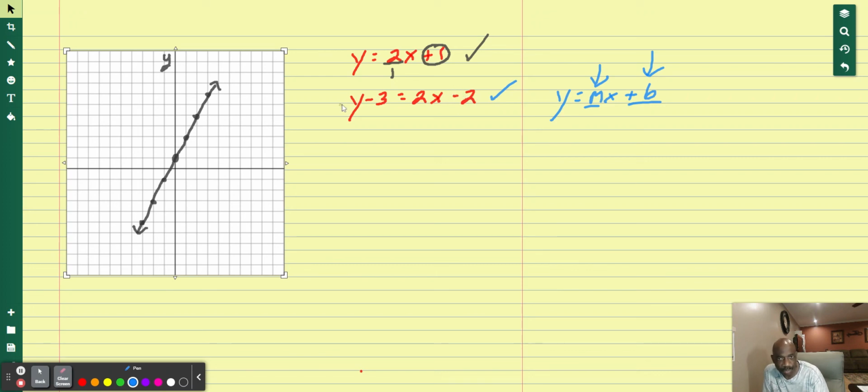Let's work this out. Let's get the y by itself. So what do I have to do? I need to add 3 to both sides. Why am I adding 3 to both sides? The goal here is to get the y alone. Since I want to get the y by itself, I'm going to cancel these 3's out, bring my y down. Now I can work this out on this side. What is a -2 and a +3? A +1. Look what I have now. The same thing as the first equation. y equals 2x plus 1. That's what we graphed the first time.